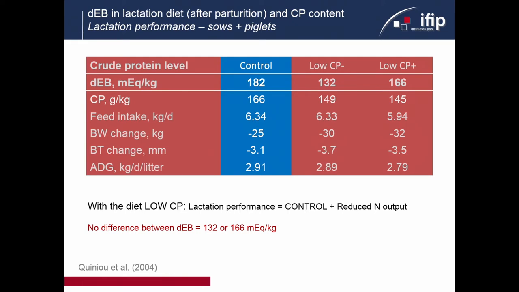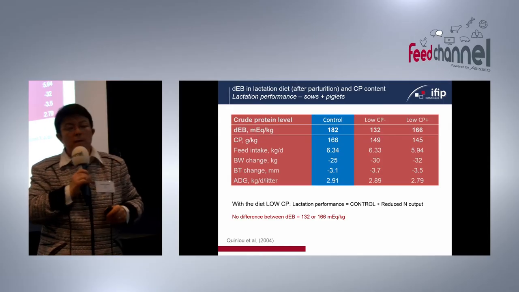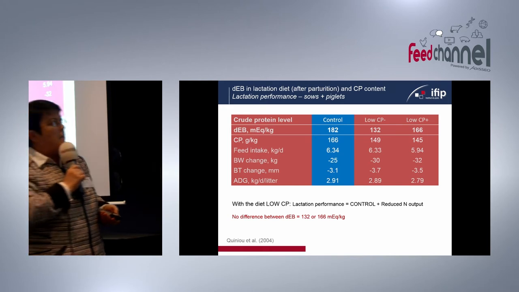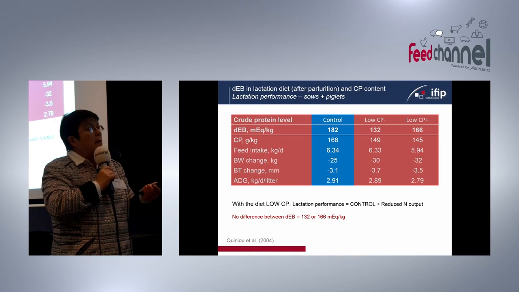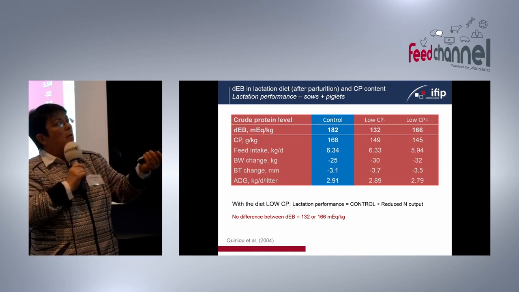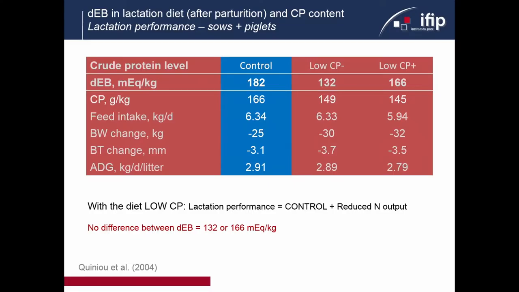Then I decided to perform this new trial at IFIP, and I used my control diet as usual with a crude protein content around 16.6%, and then my two low crude protein diets, either with a reduced DEB, because without any constraint in formulation, or a DEB that was expected to be the same as in the control one. But when we measured the concentration of the electrolytes, we didn't find the chlorine in the diet at the expected level. That's why the value is different here, but it was expected to be around 180. And finally, we didn't find any advantage or any difference when we let the EB change over this range, but it's a rather narrow range.